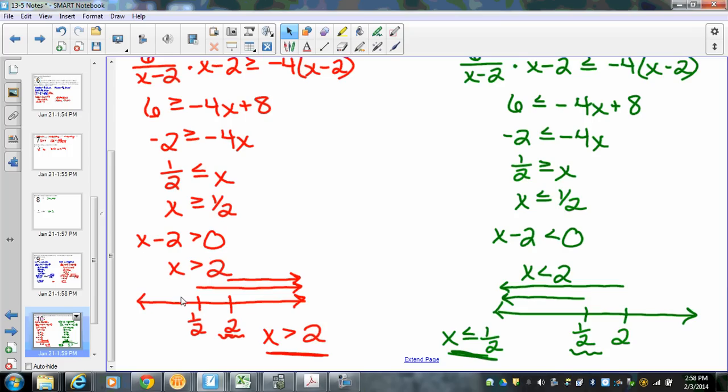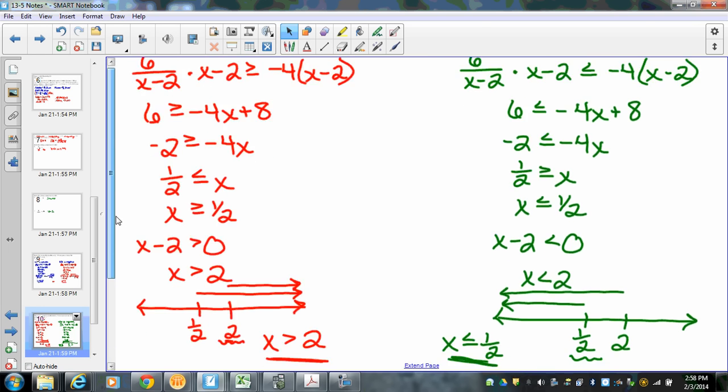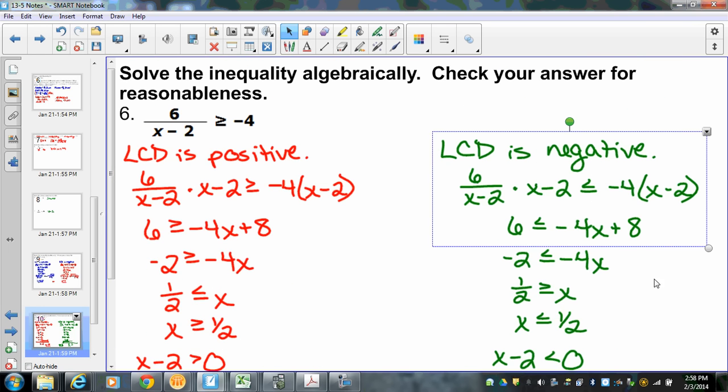So then when I put both of those situations on my number line, here is x is greater than or equal to 1/2. Here is x is greater than 2. The shading that includes both of those is to start at 2 and move to the right. So that would be x is greater than 2. So that's half your answer. Then you go to what if the LCD is negative?